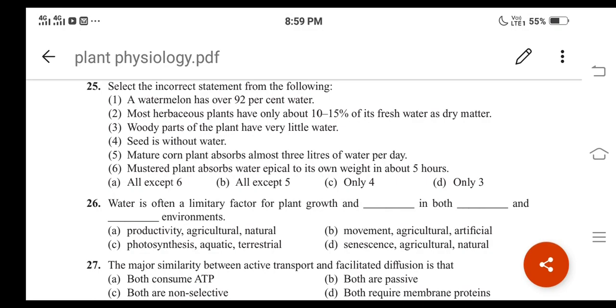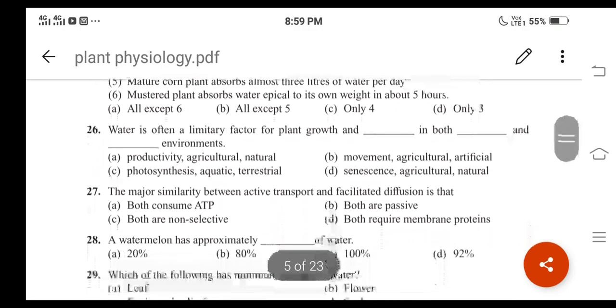Mature corn plant absorbs almost 3 liters of water per day. This is the correct one. Then the sixth one, mustard plant absorbs water equal to its own weight in about 5 hours. Okay, and what is the correct option here? Option C: only the fourth statement is incorrect. Option C is the right answer, right?